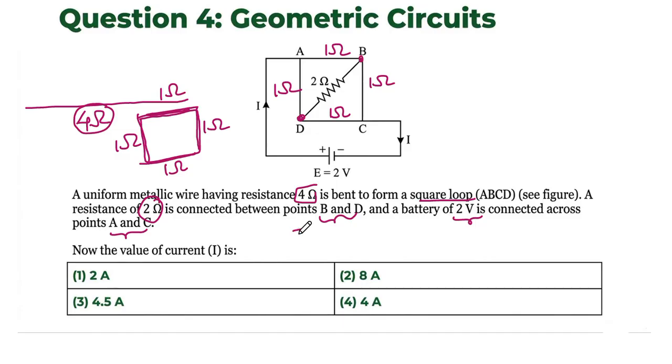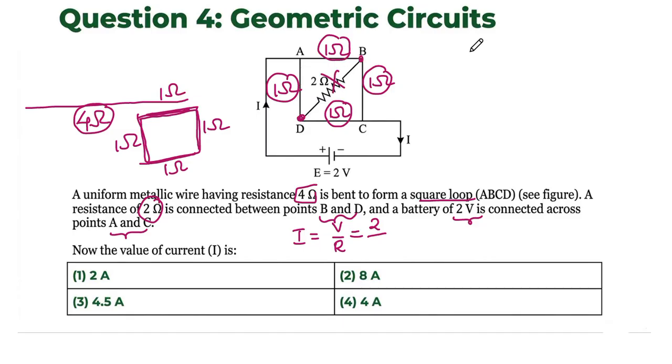So the formula to find the current: we have I equals V upon R. Simple. V is already given as 2 volt, and we just have to find the resistance. If you look at this diagram properly, after bending this into a square, the resistance is divided into four parts: 1, 1, 1, 1. So if you look at the ratio, this 1 upon 1 which is 1, here also 1 upon 1 which is 1. So it is nothing but the balanced condition of the Wheatstone bridge. That means there is no current in this middle branch B to D.